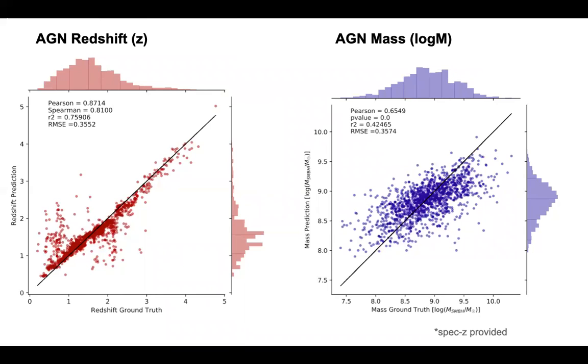On the right here are our mass results, and you can see that there's considerably more scatter in our mass results. However, we do achieve a root mean squared error of 0.3574 and a Pearson correlation coefficient of 0.6549. For context, our uncertainty in our results is already comparable to the systematic uncertainty in our ground truth mass.